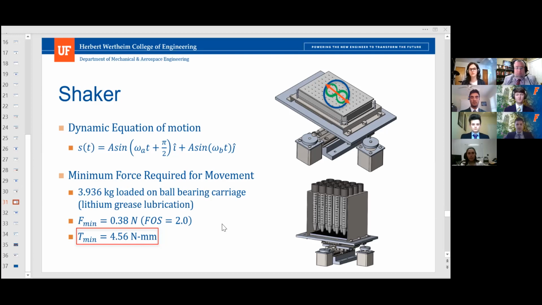Additionally, to ensure that the motors actually have the minimum required torque to effectively move the ball bearing carriages, analysis of the bottom carriage under max loading conditions was done just to see if our motors would work in this system. So assuming a conical tube holder is attached to this shaker with 20 50 milliliter conical tubes, it comes out to a maximum load of 3.936 kilograms with addition of all the extra components under.